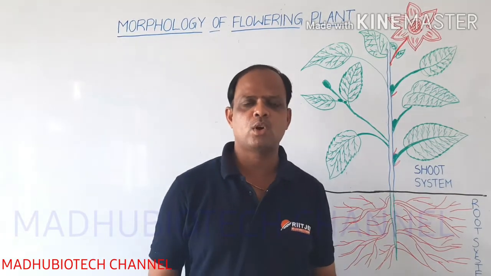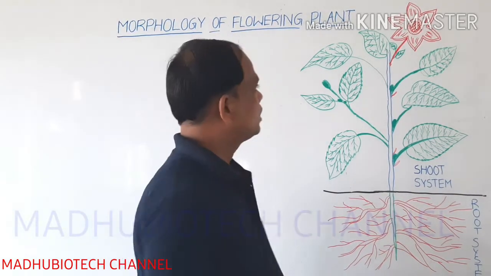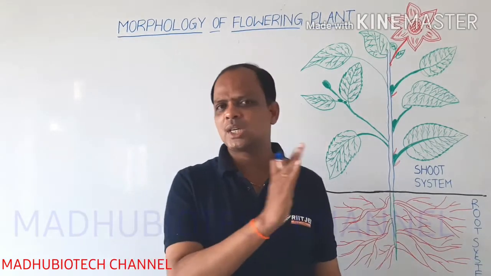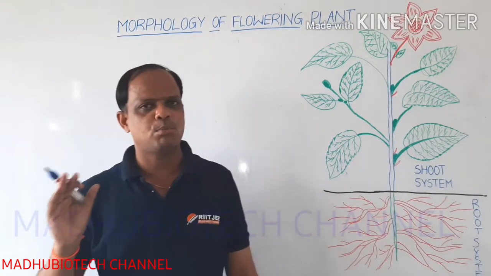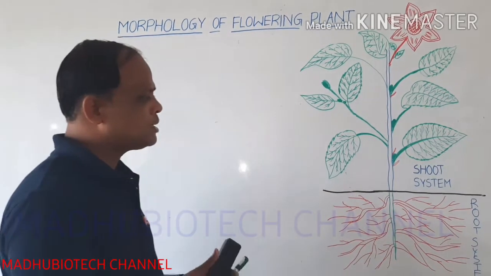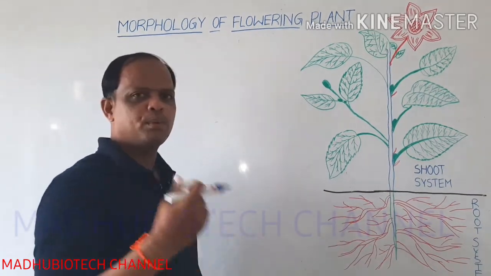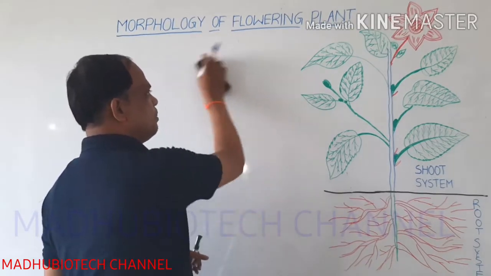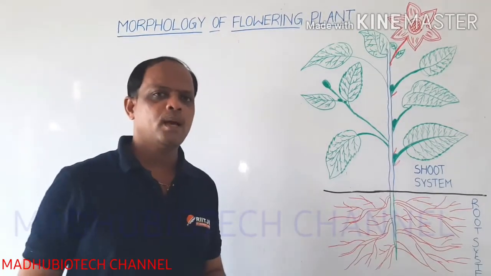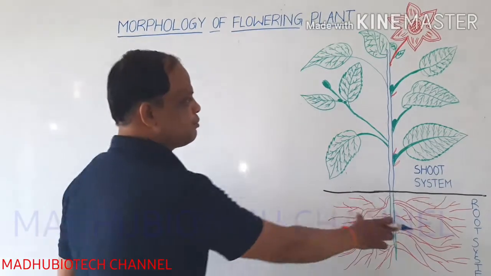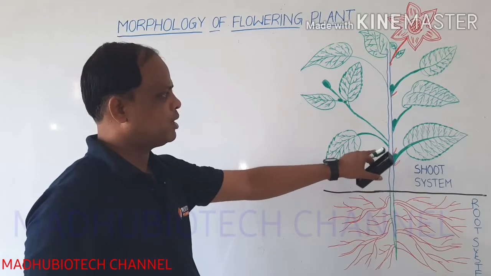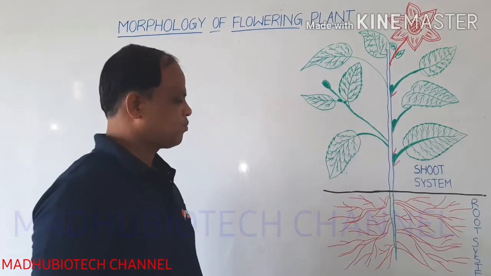This is our last class in the Bridge course, the morphology of flowering plants. In the last classes we discussed how cells develop and how many types of cell organelles are present. We have completely discussed them, and then the basic points of the morphology of flowering plants. Today we are discussing this topic.